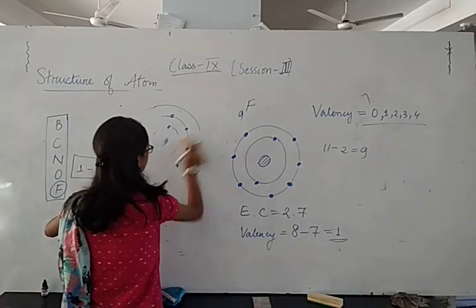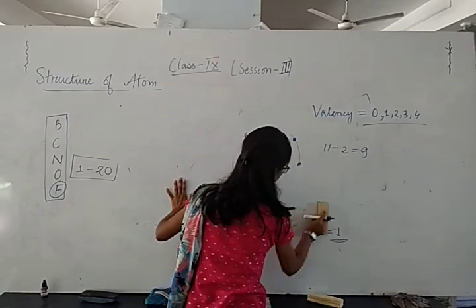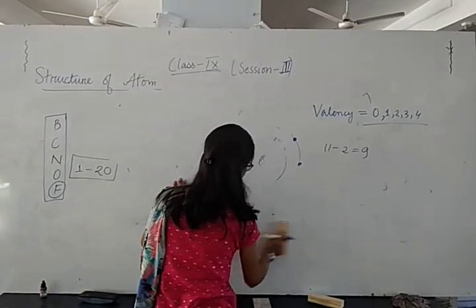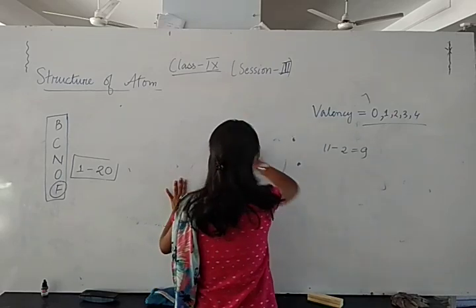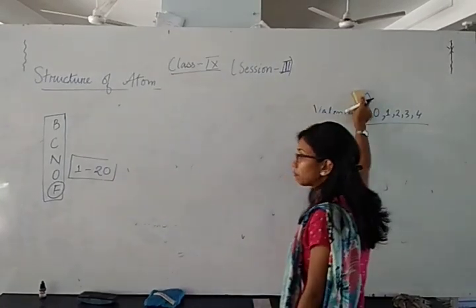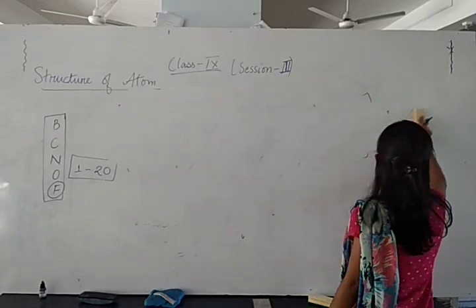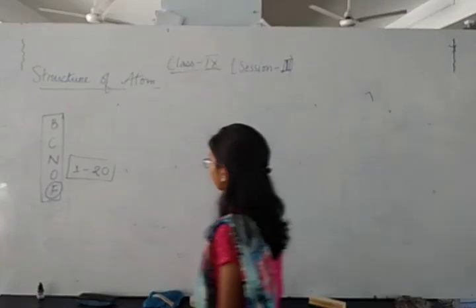Now the next part I am discussing is what is atomic number, what is atomic mass number or atomic mass, then what are isotopes. This we will discuss now.